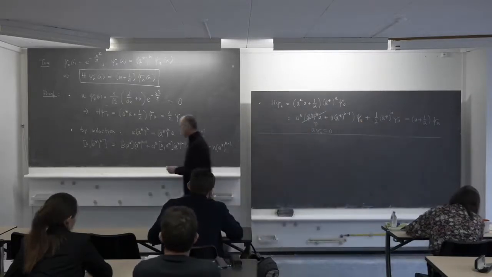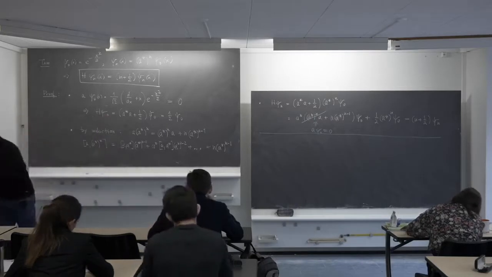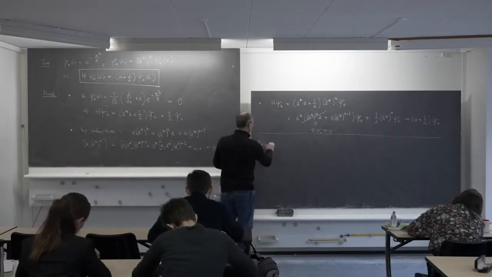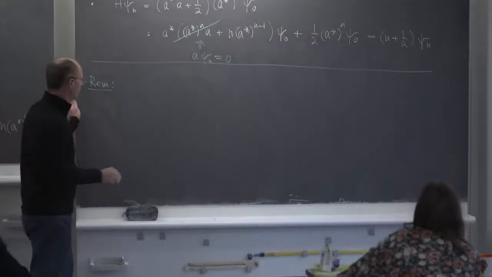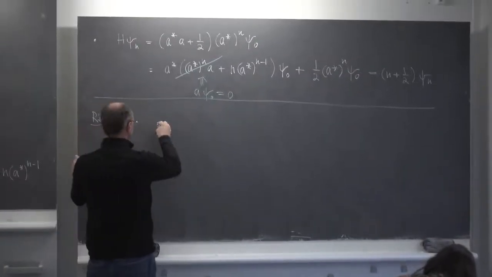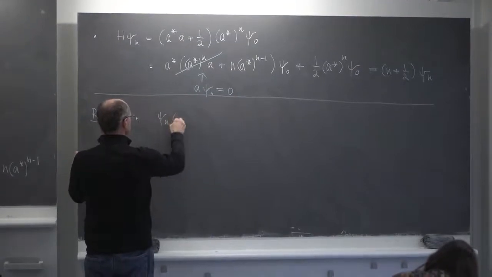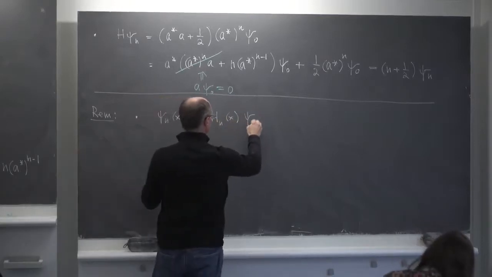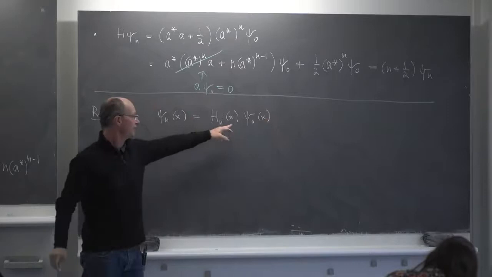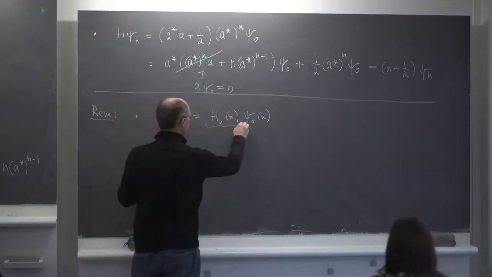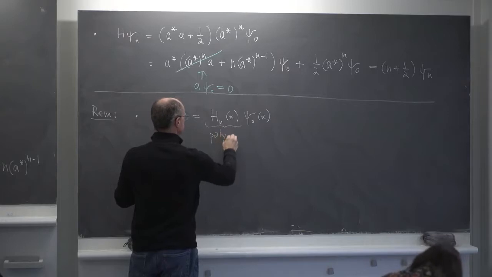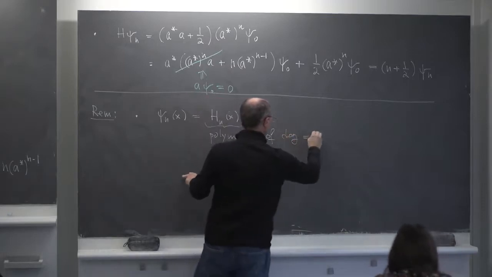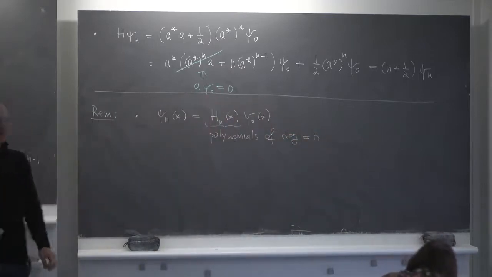So these are the eigenfunctions of my Hamiltonian. Now maybe a small remark. Up to now we were dealing with this thing as a differential equation. A small remark is that in fact psi n of x are of the form h n times psi naught, where these are polynomials of degree precisely equal to n.